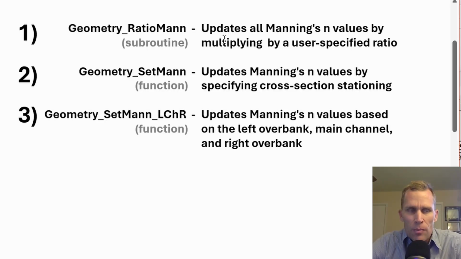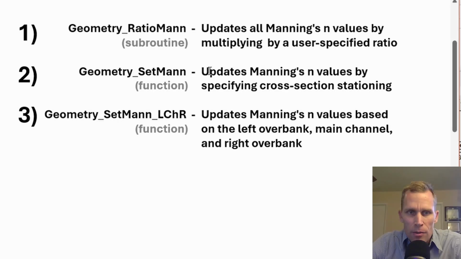So if we provided the number 2, it would double Manning's n value. If we provided a 0.5, it would halve all the existing Manning's n values. A ratio of 1.1 would increase by 10%. That's the idea there. For number 2, this updates Manning's n value specified by a cross-section station. So number 2 and 3 work at just one single cross-section at a time, whereas number 1 is the subroutine, and that can update the Manning's n value for multiple cross-sections.